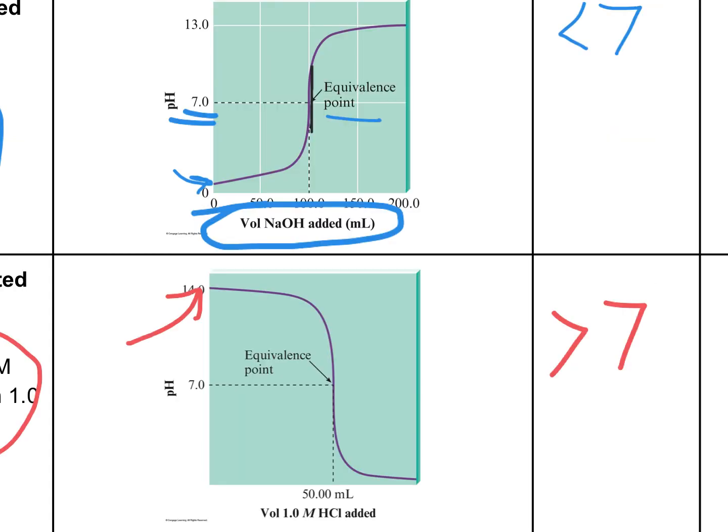Finally, for both of these graphs, notice there is a pretty long vertical section of the graph right around the equivalence point. You see it there on the strong acid titrated with a strong base. And then the second graph, you see it right here, where the strong base is titrated with the strong acid. They have this in common.